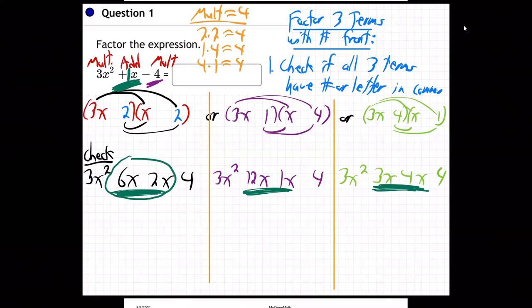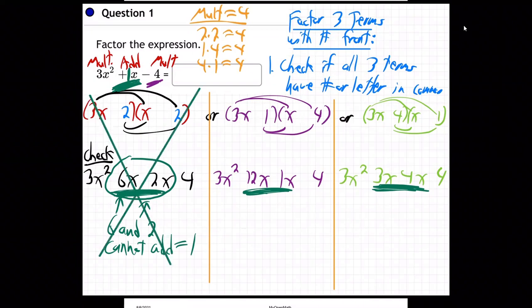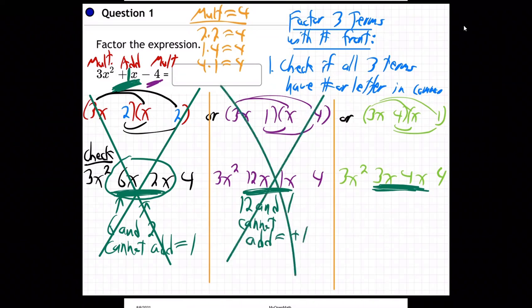How can they do it? How can a 6 and a 2? They cannot. 6 and 2 cannot add or subtract to equal 1. No way. So that means that option's out. They cannot add to be 1, right? No way. All right. How about the 2 over here? Same thing. 12 and 1 cannot add to equal positive 1. And we're down to one option. 2 strikes. Baseball here.